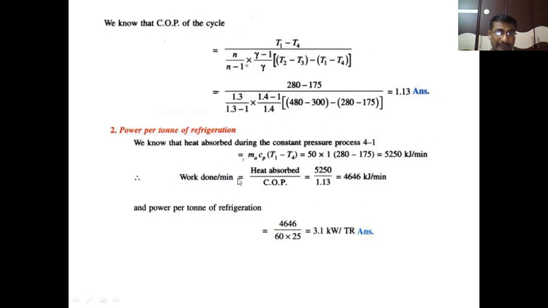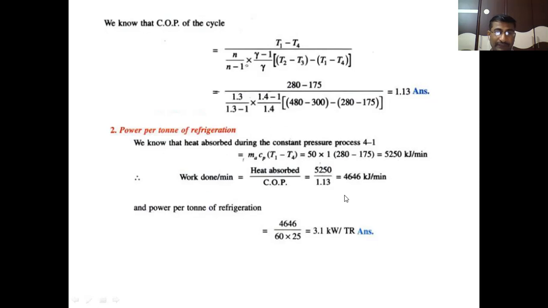And the work done per minute. As we know from the COP formula, COP equals heat absorbed, or refrigeration effect, divided by work done per minute. Otherwise, work done per minute equals heat absorbed divided by COP. Heat absorbed is 5250 divided by COP 1.13. We get 4646 kilojoules per minute of work needed to develop 25 tons of refrigeration. Clear, students? This is the work given to the system every minute.